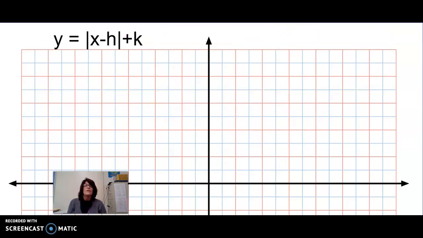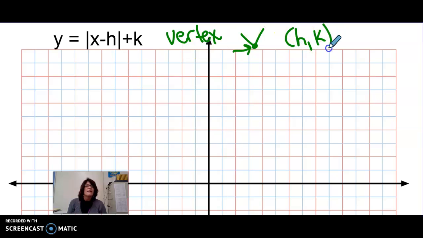So in general, we use this form and we say the vertex, or the spot where the V is going to happen, that we kind of call the vertex, is going to happen at the point H comma K. The X coordinate will be H and the Y coordinate will be K. So for example, if I have the absolute value of X minus 2 plus 3, I know that my vertex is going to be at 2, 3.